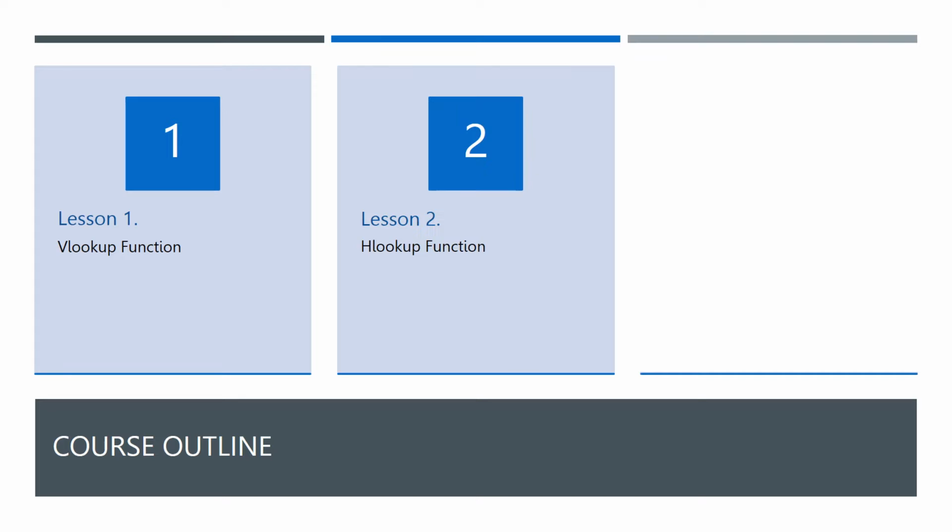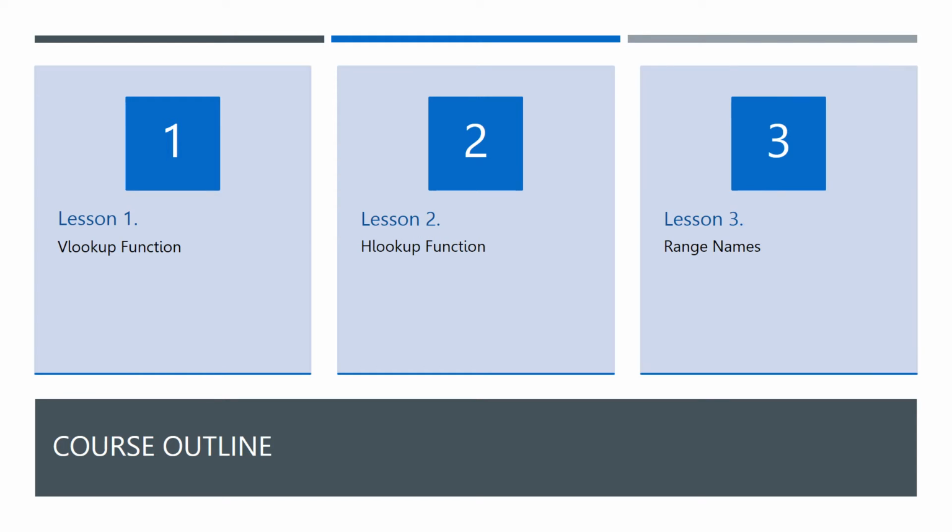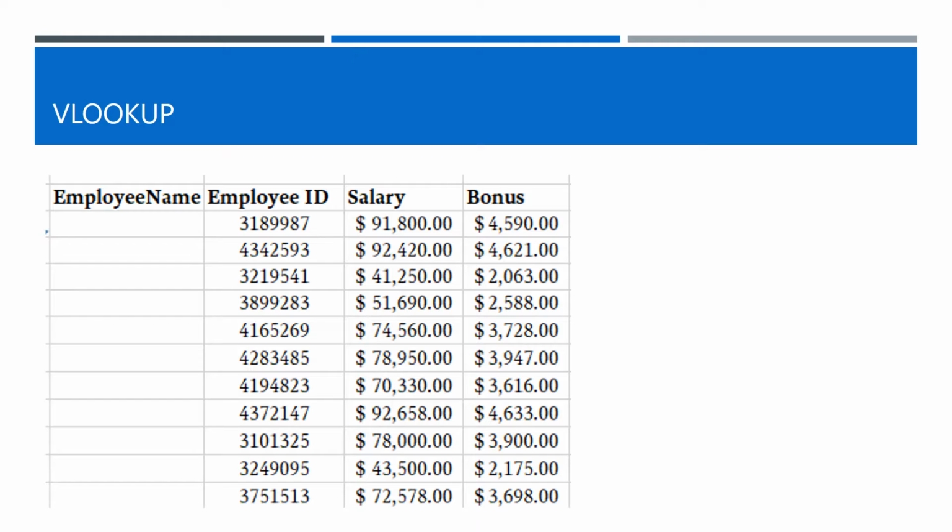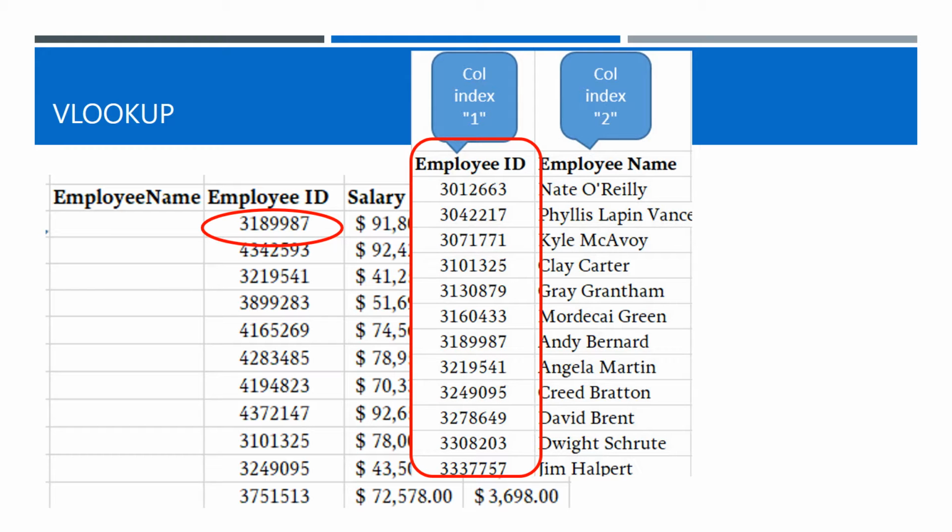Our focus today will be the Vlookup, the Hlookup, and how to use range names for greater efficiency. The Vlookup function, or the vertical lookup function, looks for a search value in the first column of a separate list called a lookup table. When it finds that value, it returns a corresponding value from that row. It's a very useful and frequently used function.